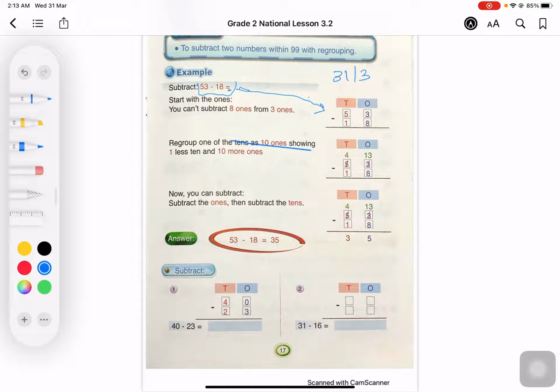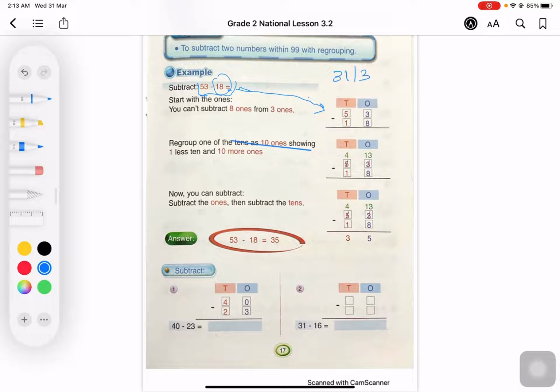They started with the first number. As I said, don't change the order. So start with 53, put it in the ones and the tens, 53. Then your second number is 18. Subtract. How will you subtract? 3 minus 8. You can't take 8 from the 3 because the 3 is too small.